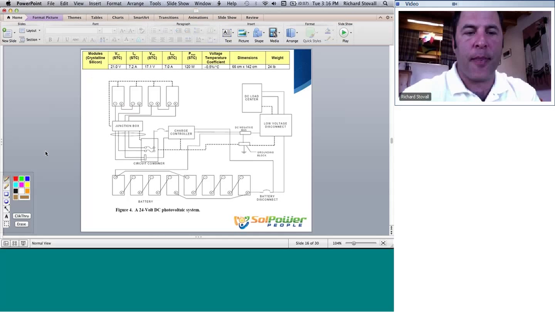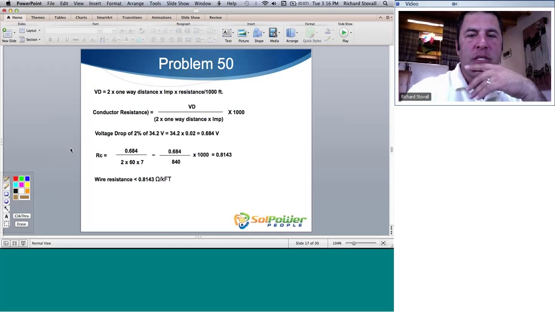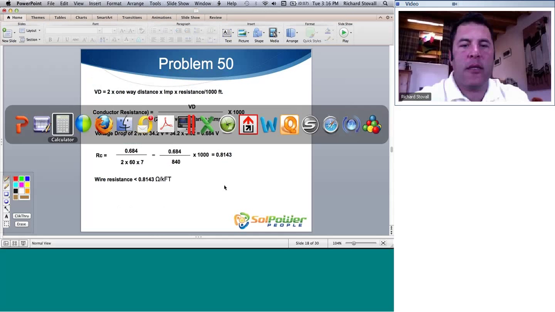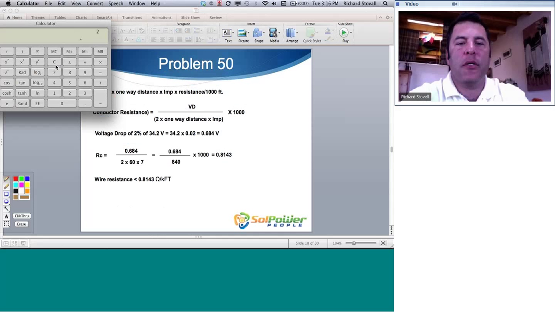Okay. So, to answer that question, there's two different ways we could do it. In this way, we're determining 2% voltage drop of 34.2 volts, as indicated in this slide. 0.02 times 34.2 is 0.684. So we can lose 0.684 volts in this circuit without exceeding the voltage drop of 2%.